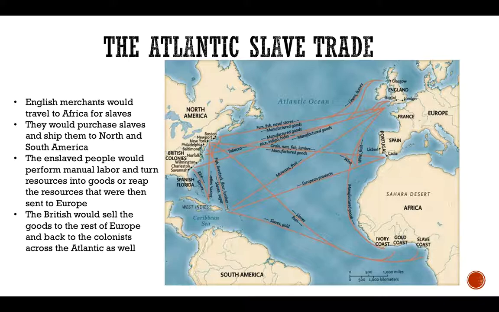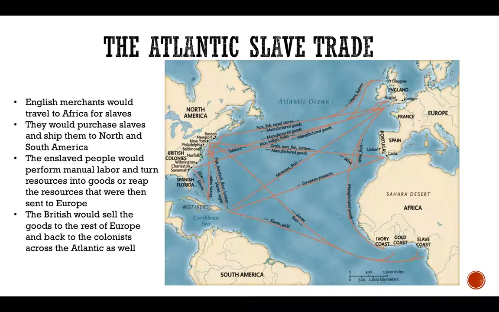The rough explanation of how this went was that English merchants would travel to Africa to purchase enslaved people. They would then cross the Atlantic with those people in what is called the Middle Passage, and they would bring them to the West Indies. They would bring them to, for the British at least, mostly to the Caribbean and up to what is now the United States.